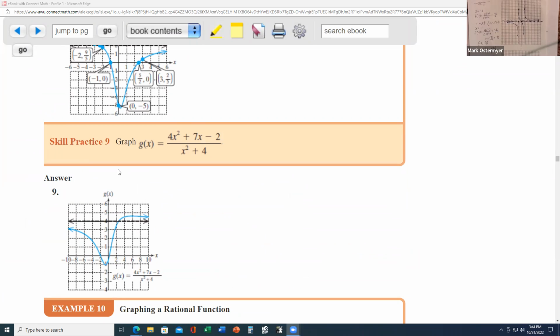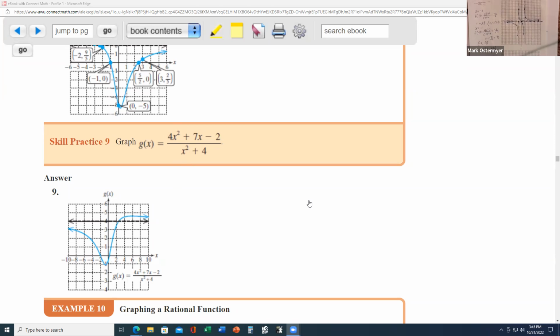You notice this graph for skill practice 9 actually crosses the horizontal asymptote at this point. To find where it would cross, you would literally set your rational function equal to 4, because the horizontal asymptote would be y equals 4 over 1, or y equals 4. So you set this equal to 4 and solve for x, and you'll discover that this point is the point of intersection between the graph and the horizontal asymptote.